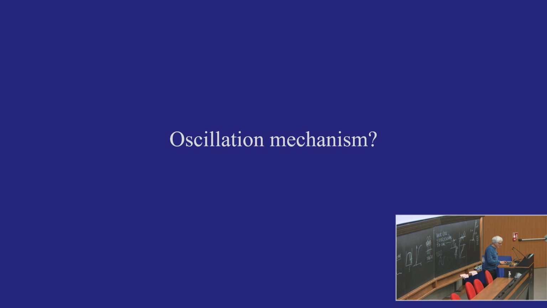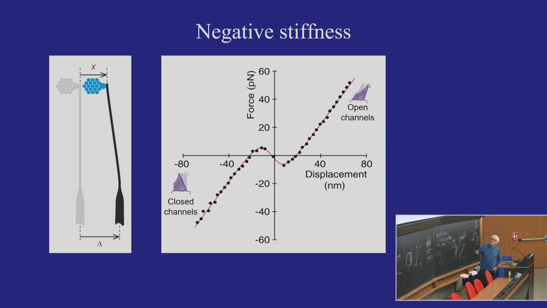For large deflections of the bundle, either in a negative direction where channels are closed or in a positive direction where channels are open, the force displacement relation of the bundle is linear, so the bundle behaves like a linear spring, Hooke's law is satisfied. However, in a narrow range of displacement in the center, where the channels switch between their open and closed state, the relation inflects, and we can get a region of negative stiffness in the center.